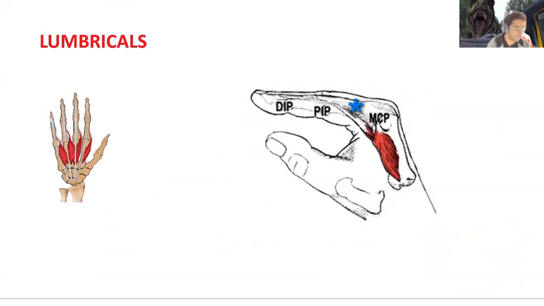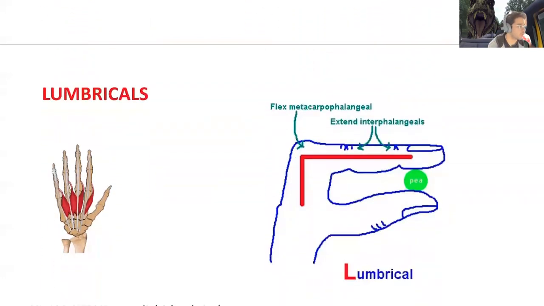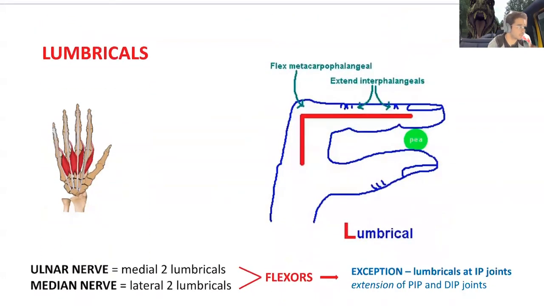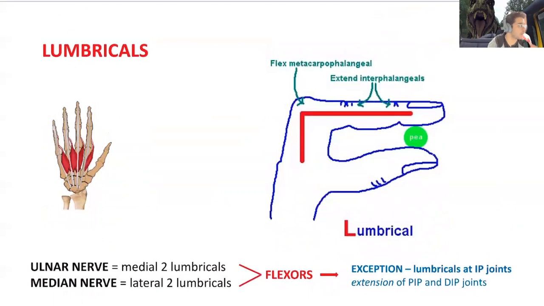Lumbricals: you have your DIP, PIP, and your MCP. Your lumbricals allow you to make this kind of L-shaped movement. It's very critical. L for lumbrical is the shape that is forming. So what are the two components you need to keep in mind? The medial two lumbricals and the lateral two lumbricals are flexors. The exception is at the IP joint. What did I tell you guys about the interphalangeal? It's the extension of the PIP and the DIP, and it's the one that throws off a lot of people in terms of the actual innervation and the movement associated with them.